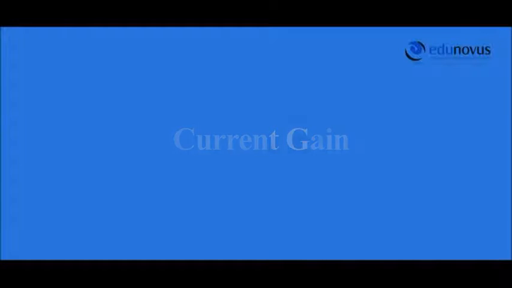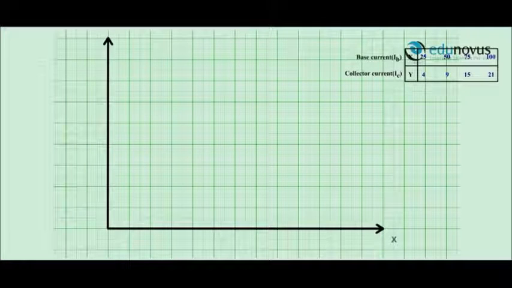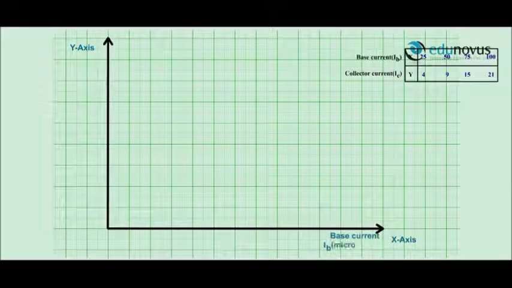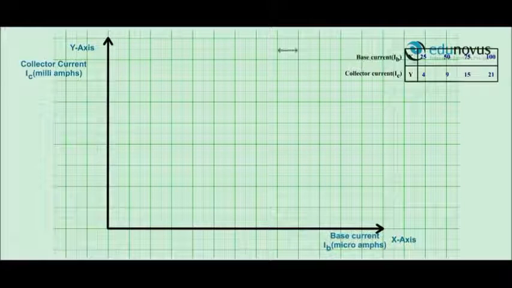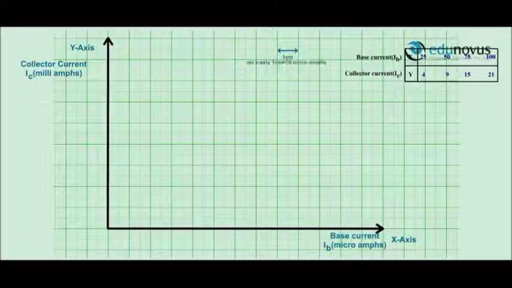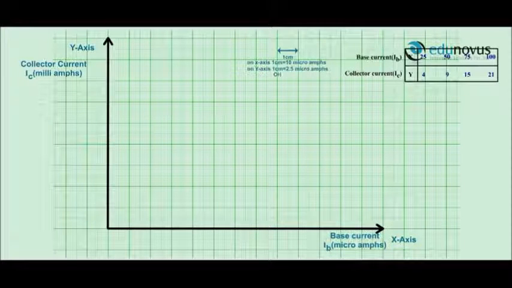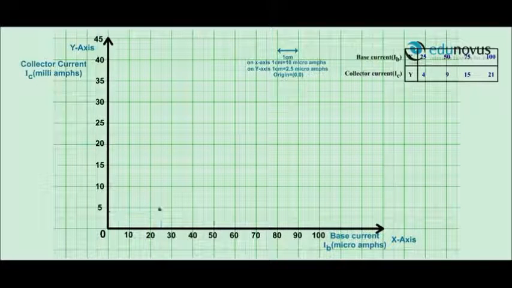Calculation of current gain. To calculate the current gain, we plot a graph between the base current IB and the corresponding collector current IC using the values from the observation table. And the scale on the x-axis is 1 centimeter equal to 10 microamperes, and on y-axis 1 centimeter equal to 2.5 microamperes. Now we plot the points on the graph.